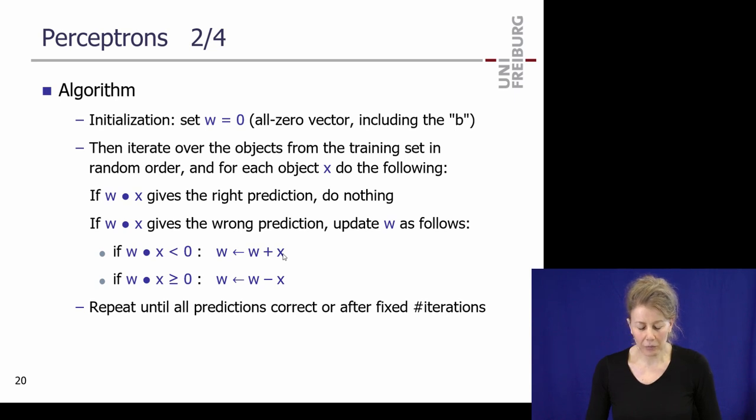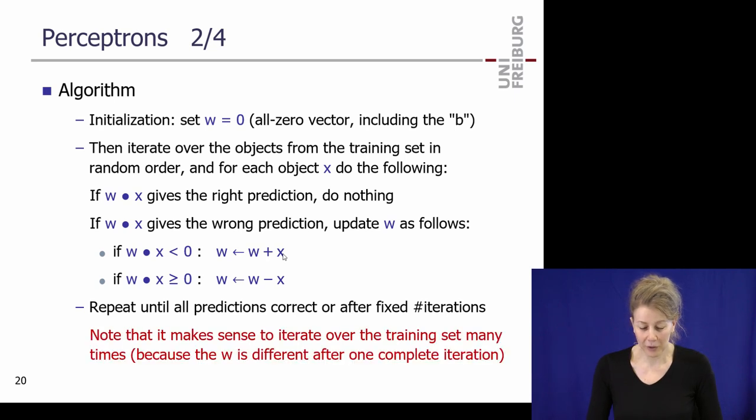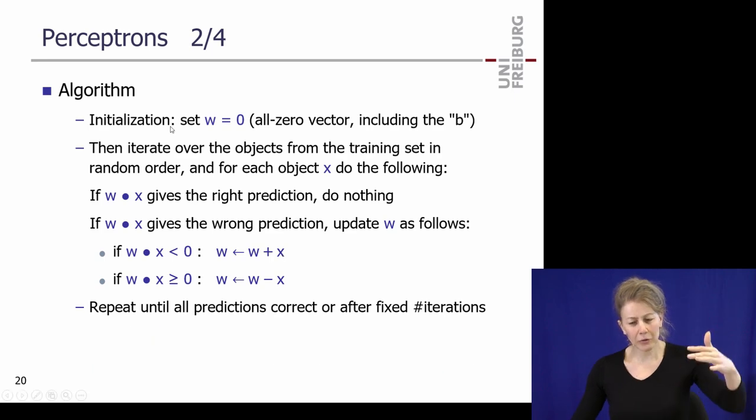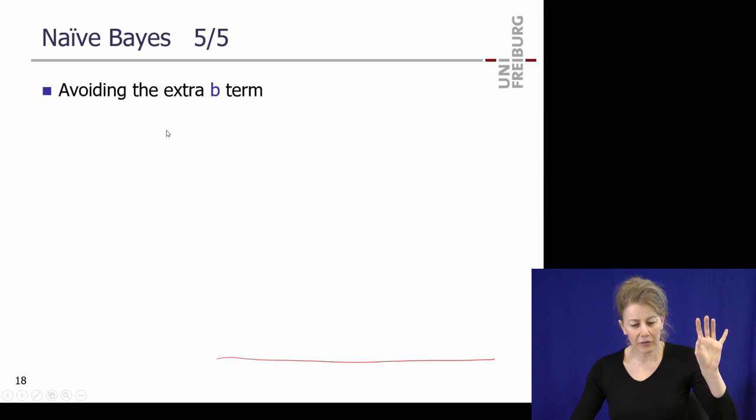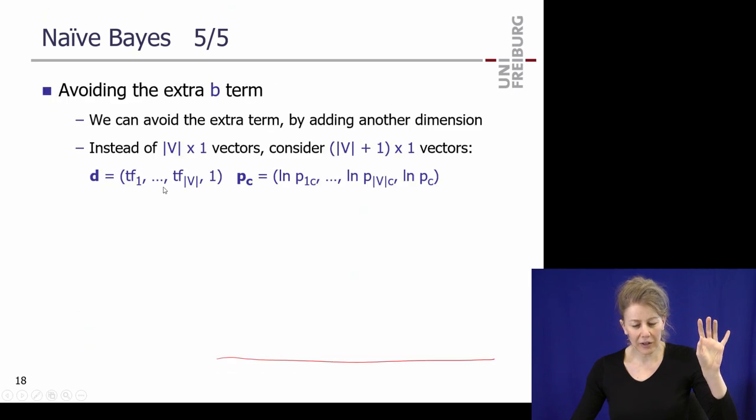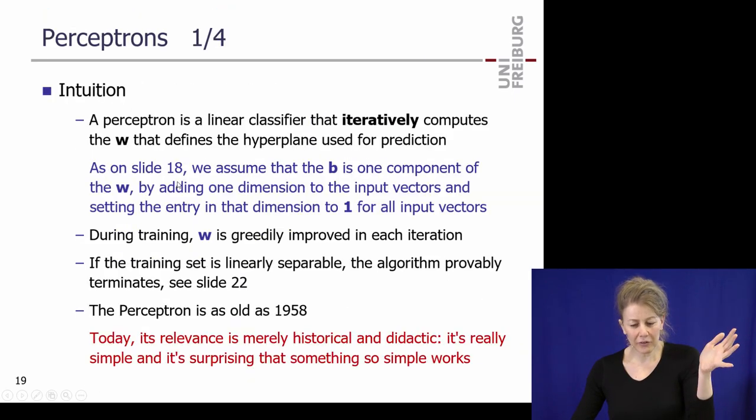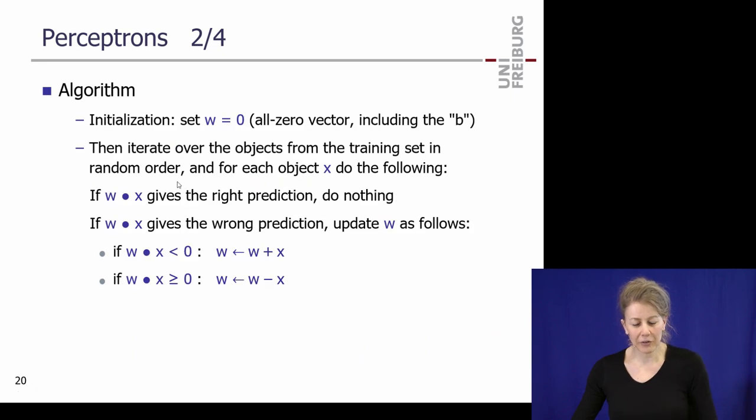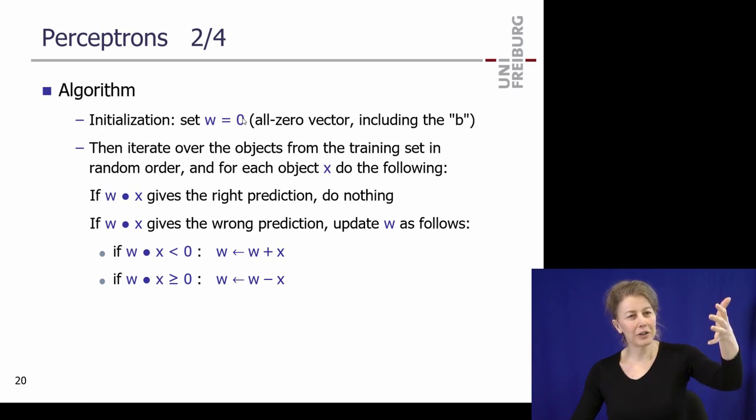And now either you repeat until all predictions are correct, or you just say, let me do this 1,000 times or 1,000,000 times. And why does it make sense? In my example, how many objects did I have? 1, 2, 3, 6, yeah? Shouldn't I stop after 6 because now I have seen all the points? Well, I start with 0. If I did this 6 times with all the points, now I have a different W. So it makes sense to start again, right?